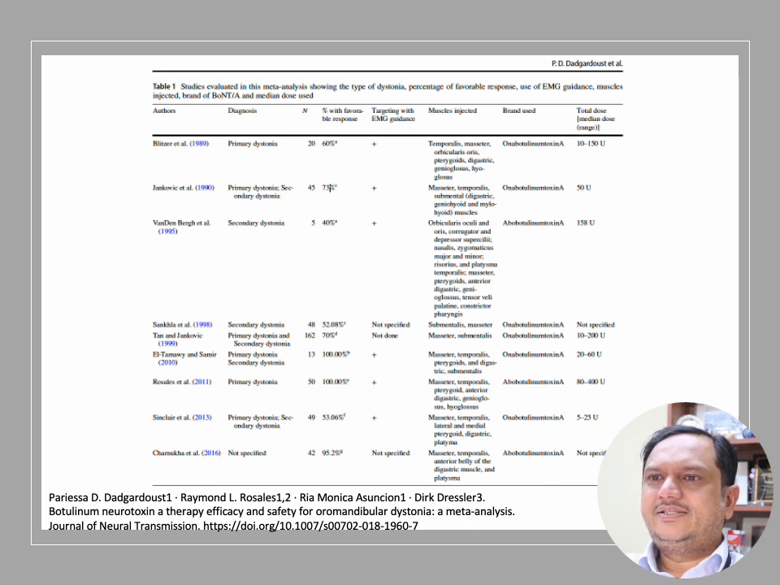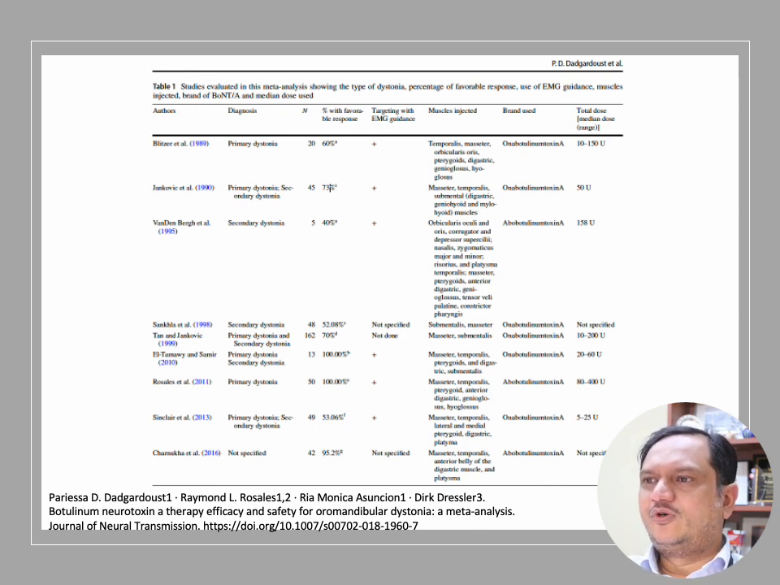These are the studies. The diagnosis, the muscles injected, and the percent favorable response. If you look at the N, the largest study is from Tan and Jankovic, 162 patients, but many other studies are respectable. Sankla was 48 patients, Rosales was 50 patients, Sinclair was 49 patients, Charnuka was 42 patients. The percentage with favorable response has been high. The lowest response I see is 40%, and many show response rates of 100%, everybody having some benefit, especially in the smaller studies.